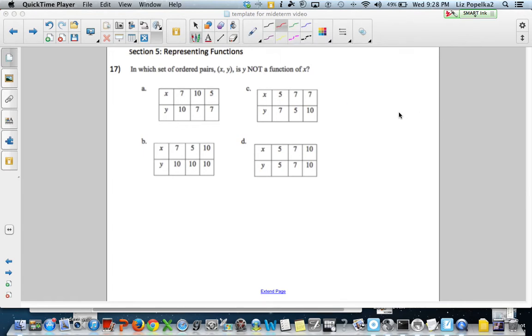The next section is representing functions. And number 17, please remember to use your correction sheet so that you can get credit for doing these. Just a reminder, it says: in which set of ordered pairs is y not a function of x?